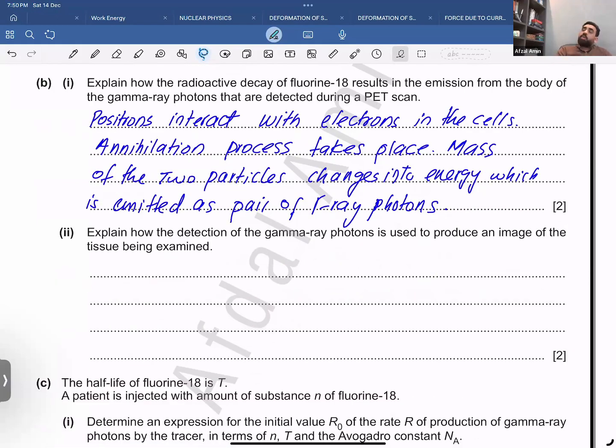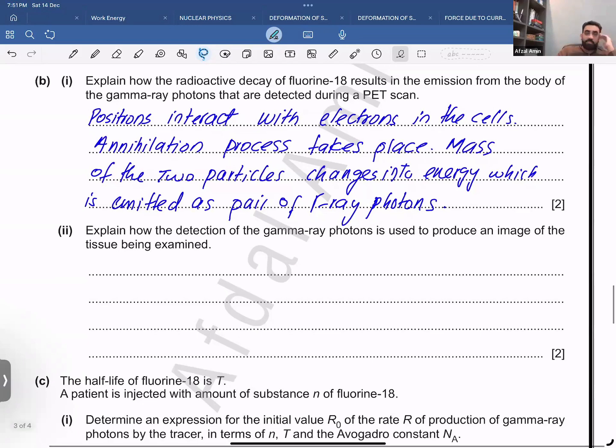Now, how the detection of gamma ray photons is used to produce an image. They are emitted, they are detected. After detection, how will it help you produce an image and examine? So it is only their arrival time and intensity. Okay. So the arrival time of gamma rays is measured and processed.